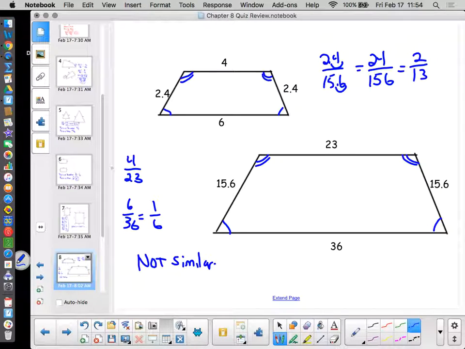12 goes into both of those. But that's not the same as 1/6 or 4/23, is it? So not proportional, not similar polygons.